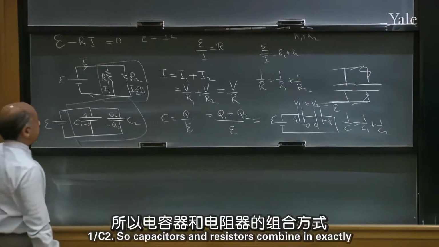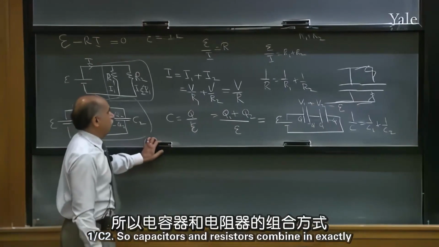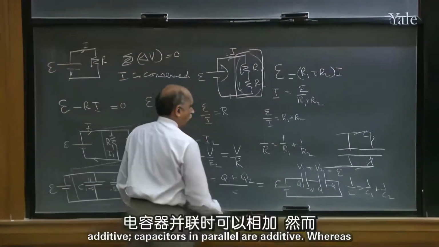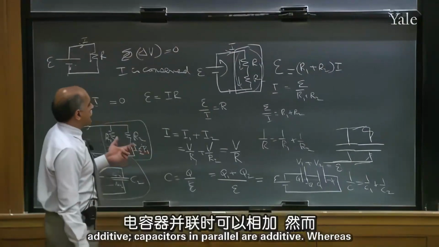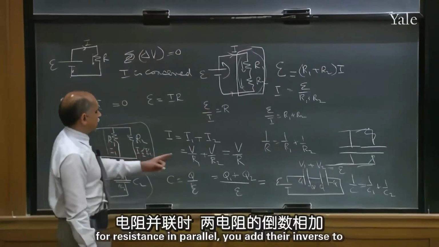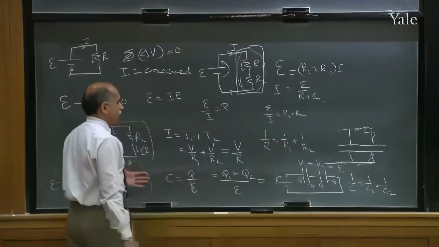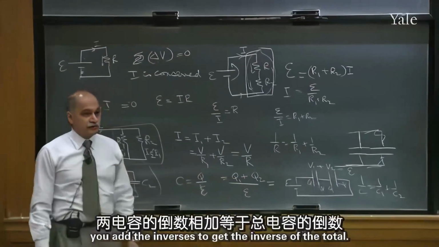So capacitors and resistors combine in exactly the opposite way. Resistors in series are additive, capacitors in parallel are additive, whereas resistance in parallel, you add their inverse to get the inverse of the total, and capacitors in series, you add the inverse to get the inverse of the total.